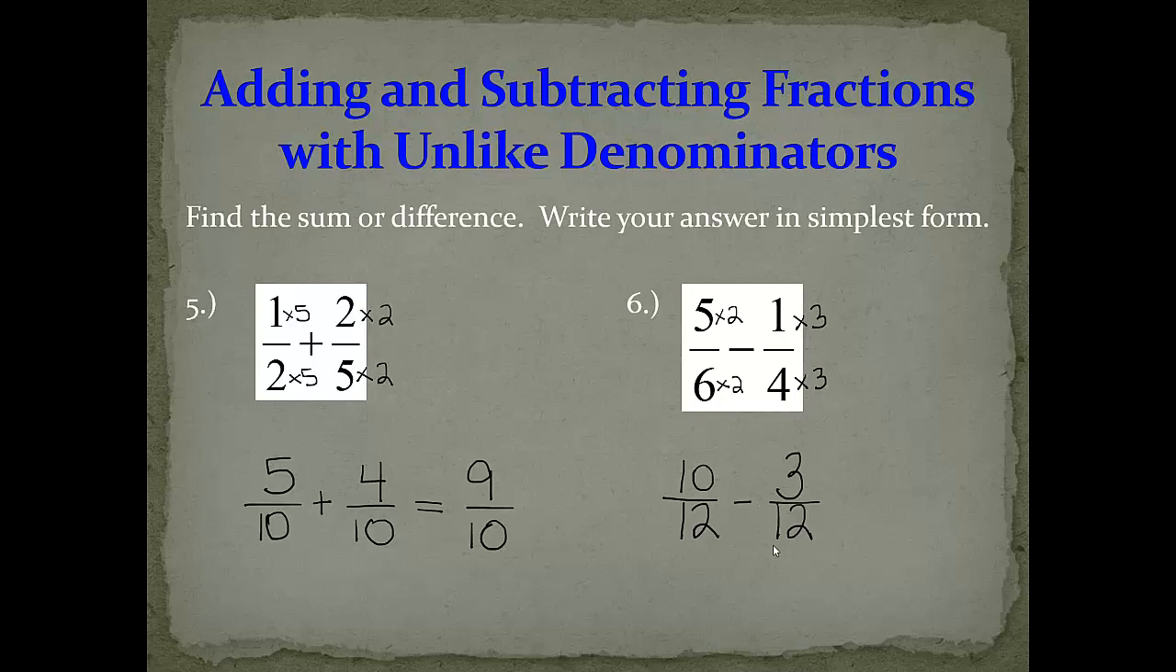Now that we have the same denominator, we can go ahead and subtract. 10 minus 3 is 7. Our denominator stays the same, so it stays 12. 7/12 is in simplest form, so that is our answer.